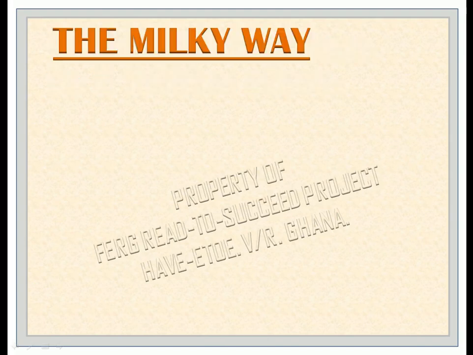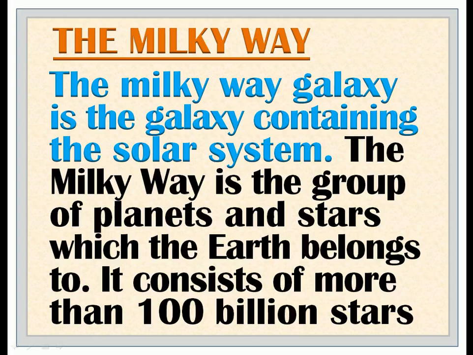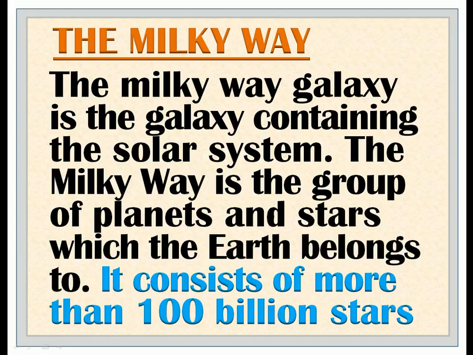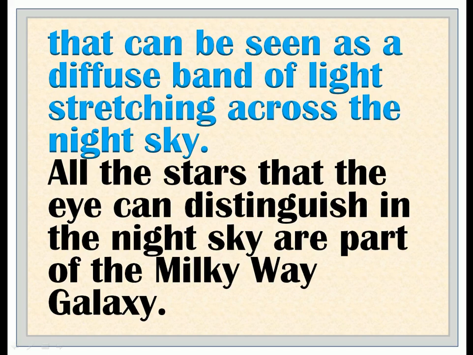The Milky Way. The Milky Way galaxy is the galaxy containing the solar system. The Milky Way is the group of planets and stars which the Earth belongs to. It consists of more than 100 billion stars that can be seen as a diffuse band of light stretching across the night sky.